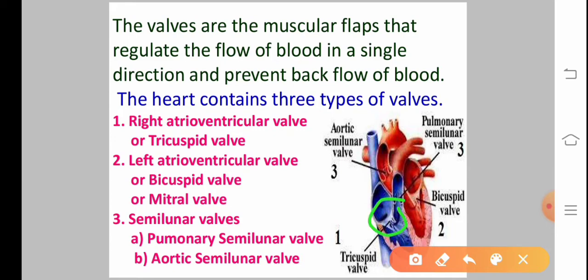Second one is left atrioventricular valve, bicuspid valve or mitral valve in this area in between left auricle and left ventricle. Third one is semilunar valves, two types. One is pulmonary semilunar valve, which is present at the base of pulmonary artery. Another one is aortic semilunar valve, which is present at the bottom of aorta.